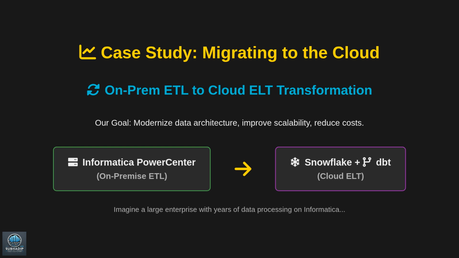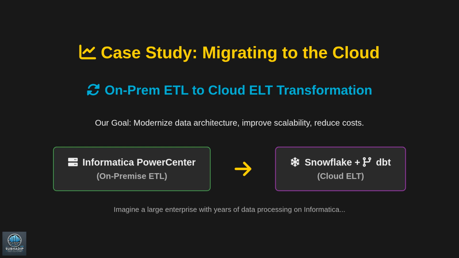Now for our practical case study: migrating from on-premise ETL to a cloud ELT architecture. Our goal is to modernize the data architecture, improve scalability, and reduce operational costs. We are transitioning from Informatica PowerCenter, a traditional on-premise ETL tool, to a modern cloud-native ELT stack leveraging Snowflake for the data warehouse and dbt for transformations.